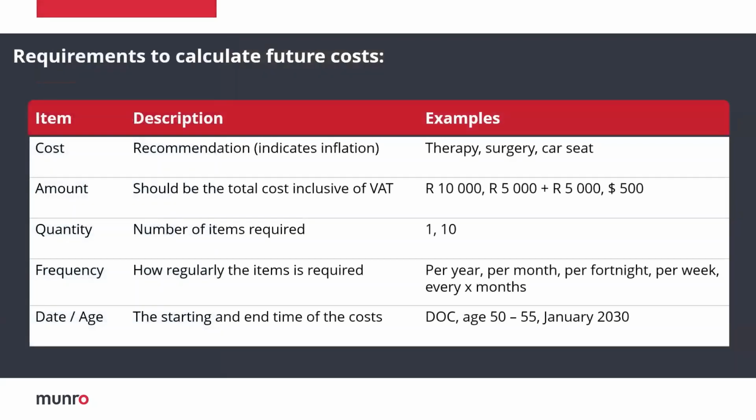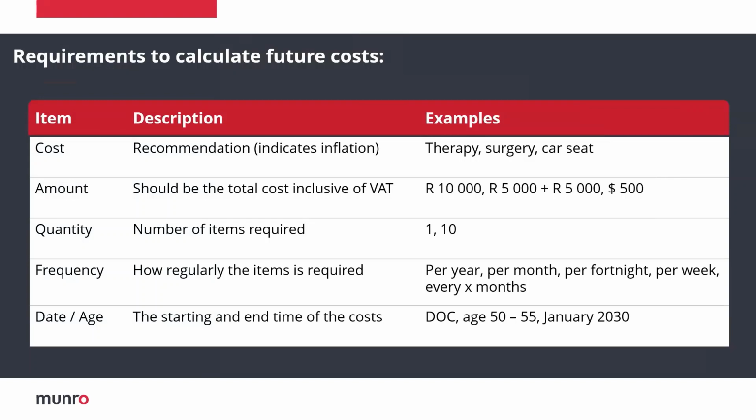And then next, we look at what is required for us to calculate future costs. So what we need is the item description and the example. Basically, what we need is the cost. So what is the cost? And then the description of the cost in this case is the recommendation that is recommended for the cost. And we actually need the amount. The amount is also very important, and we need the quantity. And we also need the frequency, the date, and the age.